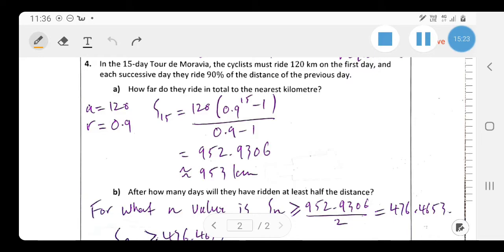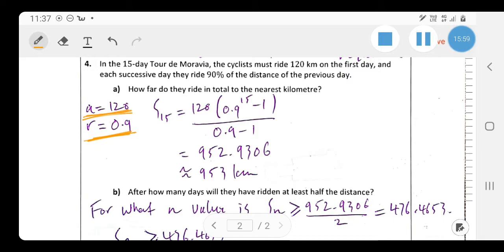Now let's figure out the elements to substitute into our formula. A is 120, because that's the distance they ride on the first day. And R is 0.9, okay? If you want to decrease 120 kilometers to a value that is 90% of 120, like they say in the question, then you have to multiply 120 by 0.9, which is just 90 over 100, in other words.